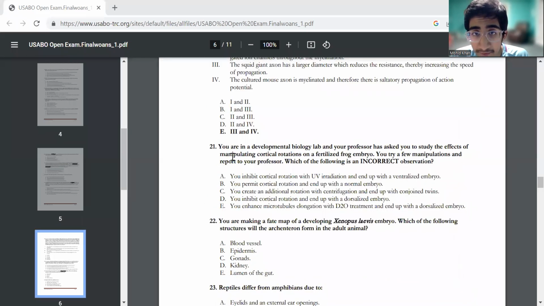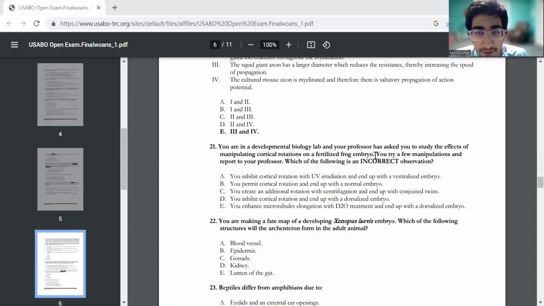21. You are in a developmental biology lab, and your professor has asked you to study the effects of manipulating cortical rotations on a fertilized frog embryo. All right. I'm not very experienced with this type of stuff. So if you do know more about this, please write it in the comments or let me know. Because I'm not really good with animal development stuff, but let's see.